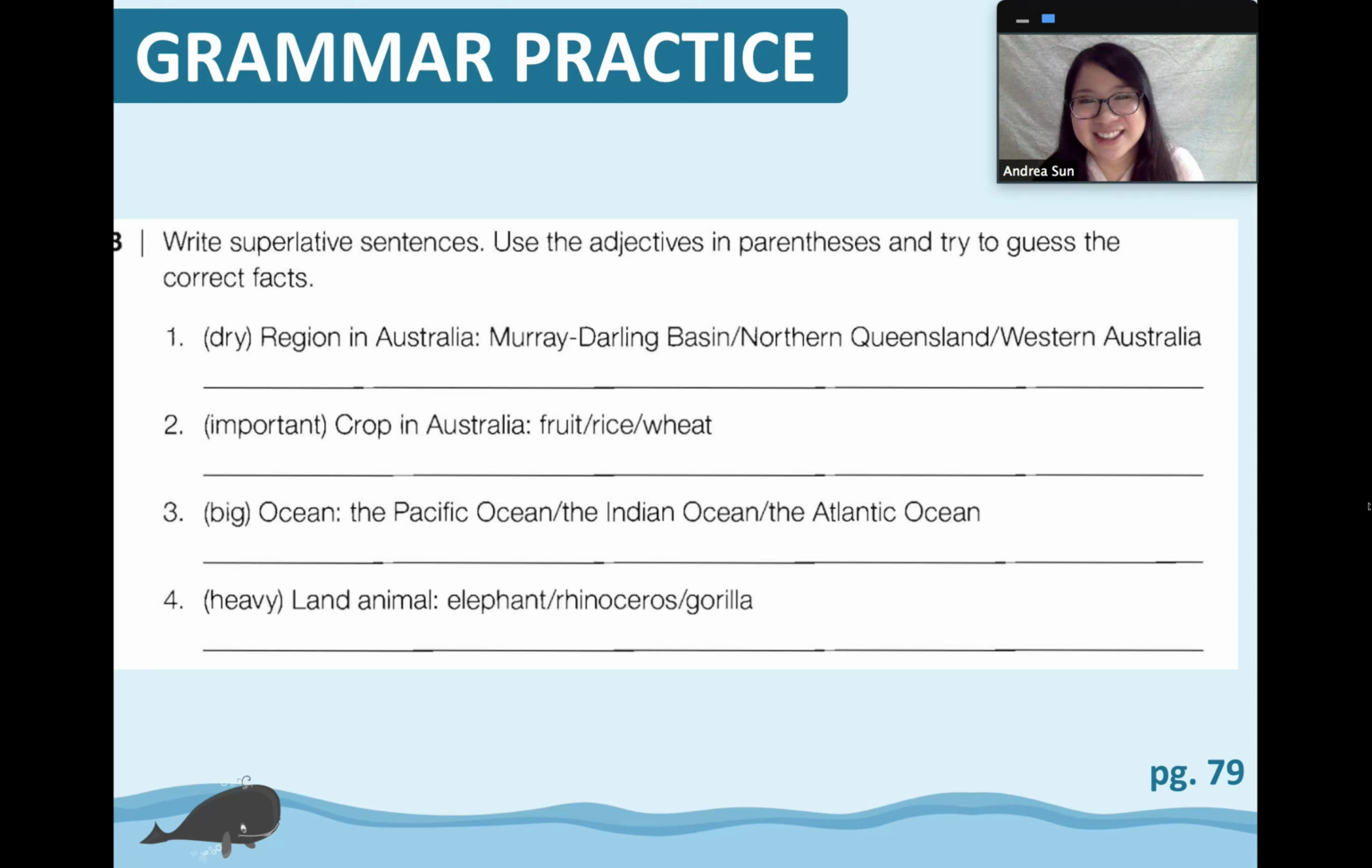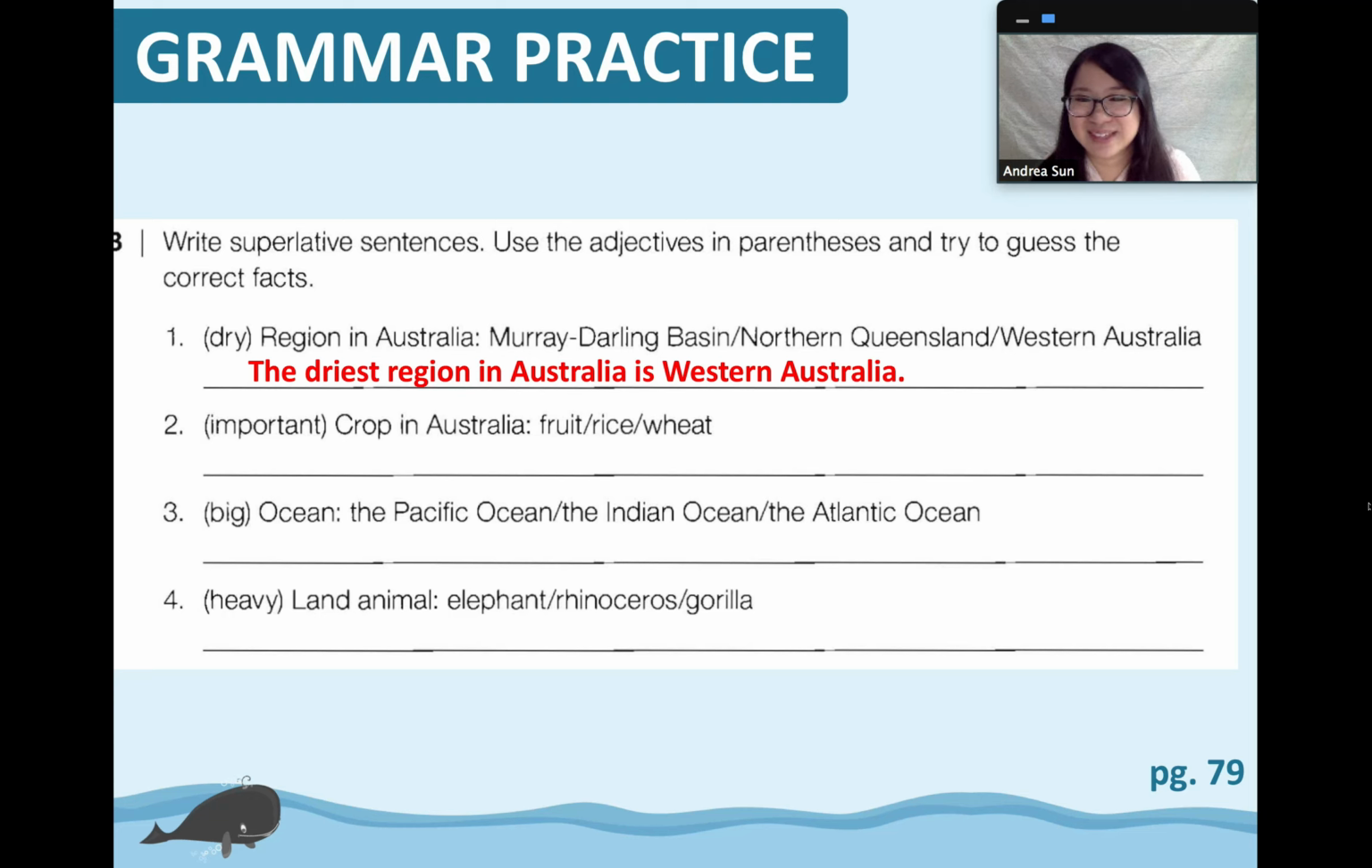Welcome back. Let's check your answers. Number 1. The driest region in Australia is Western Australia. It is very dry. This is what we call the outback. It's where lots of kangaroos live, and it is very sunny there.